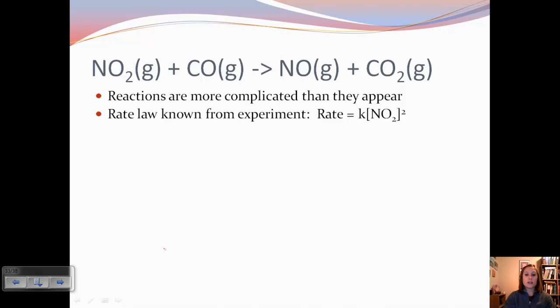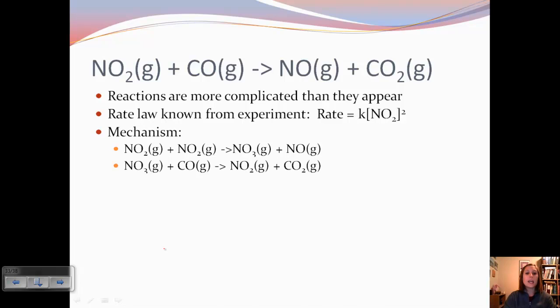So if we look at the rate law for this reaction from experiment, we have determined that it's equal to k times the concentration of NO2 to the second power. So this is a second order reaction. Okay, well, like we said, things are a lot more complicated. And so when we actually look at this overall reaction in more detail, we see that its mechanism, or its series of steps, is composed of two steps.